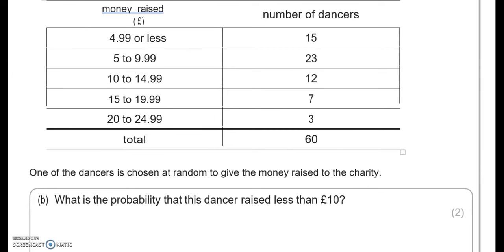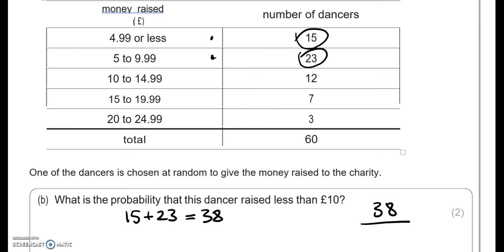Okay, so how many raised less than £10? That is this group here and this group here, so both of them. 15 and 23 together, that gives us 38. So 38 of them out of the total, which is 60.